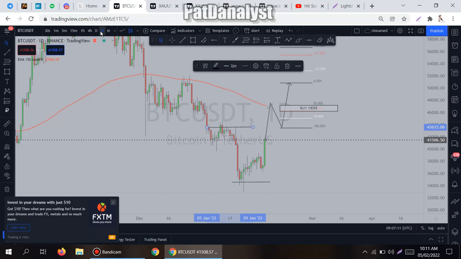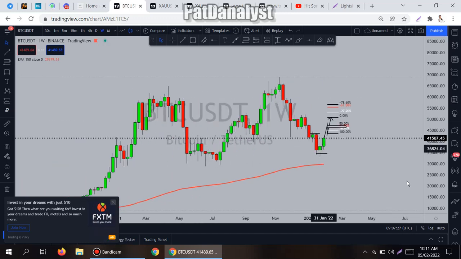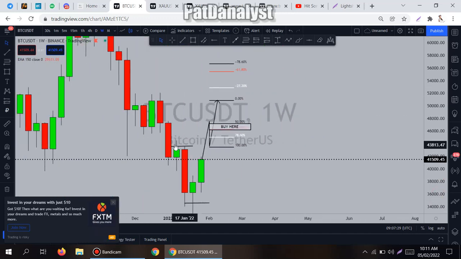Let's switch down to the weekly so you see it. It tallies with the exact structure on the weekly. Okay, you see, it tallies with the exact structure. That's the dark line I marked on my daily, the higher low, I mean the lower high. So it tallies with this structure that I said market has to break above and retest.